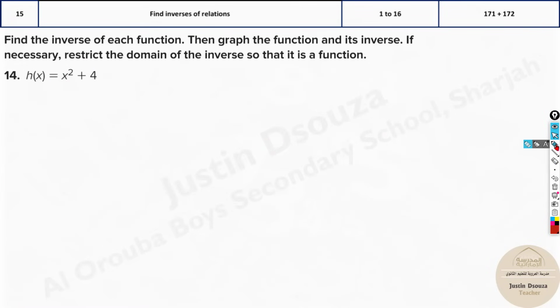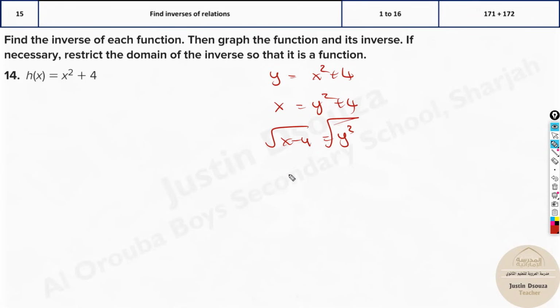Now we'll do one more problem on this. Here, y is equal to x squared plus 4. Swap the x and y's. It'll be x is equal to y squared plus 4. Take 4 to the other side. x minus 4 equals y squared. Take the square root. y will become equal to plus or minus square root of x minus 4.